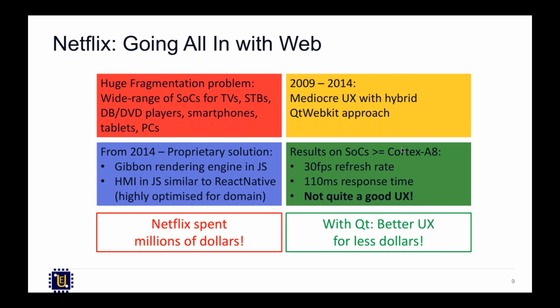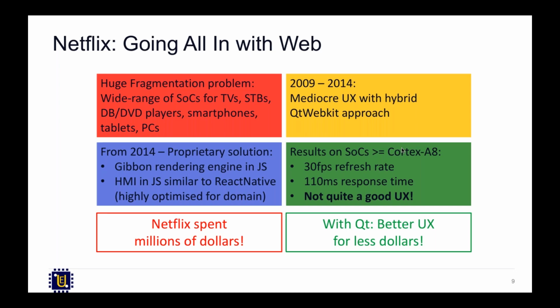So they learned the lesson. In around 2014, they felt the heat of the competition. So think of Amazon Prime Video, Hulu, Apple iTunes. They all were offering video at that time, and they had a better user experience. And so they had to do something.